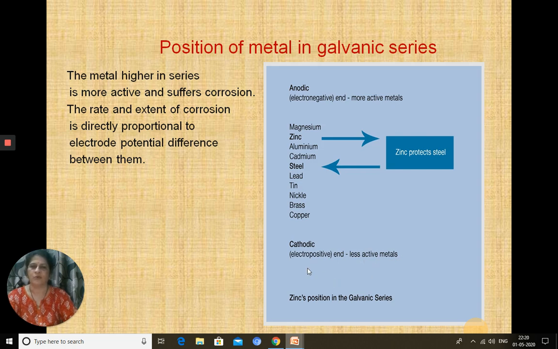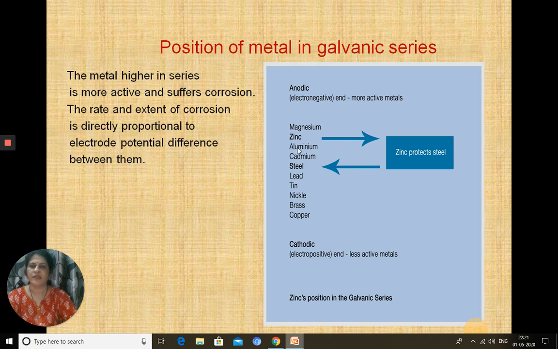So how does the rate of corrosion depend on the position of metal in galvanic series? The metals which lie towards the anodic end are more reactive and more prone to corrosion. And metals which lie towards the cathodic end are less active metals and less prone to corrosion. So the metals higher in the series are more active and suffer corrosion. The rate and extent of corrosion is directly proportional to the electrode potential difference between them.